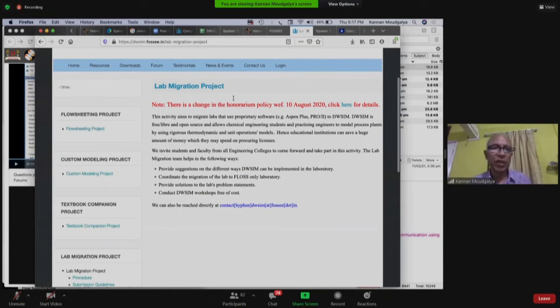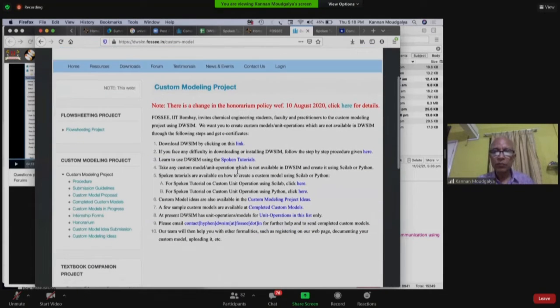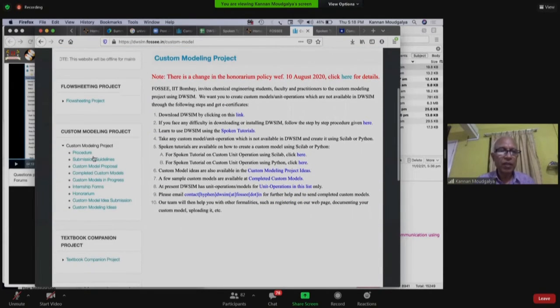This is a lab migration project. So let me take up custom modeling project. Now, what is a custom model? It explains: we want you to create custom models, unit operations which are not available in DWSIM, through the following steps and get e-certificates.